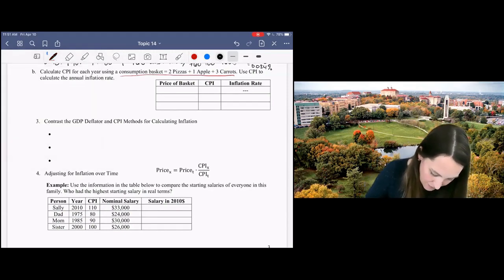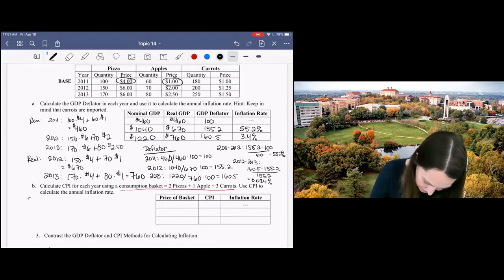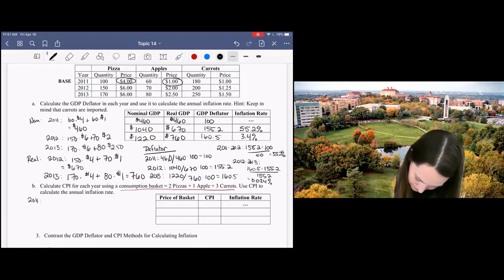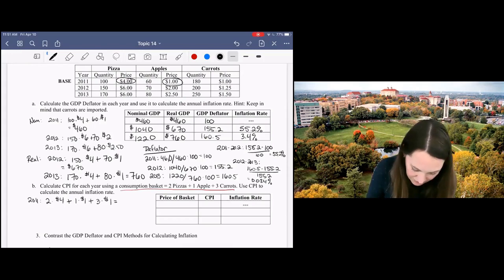How much money would it take to buy these products in 2011? I want to buy 2 pizzas, and each pizza costs $4. Plus, I want to buy 1 apple, which costs $1. Plus, I want to buy 3 carrots, which costs $1 each. And so the price of my basket in 2011 would be $12.